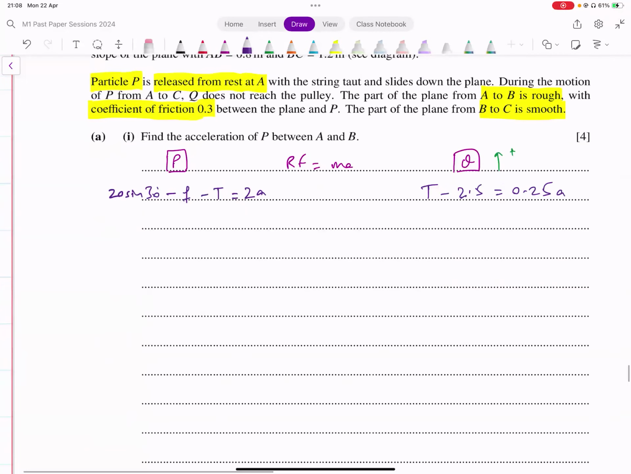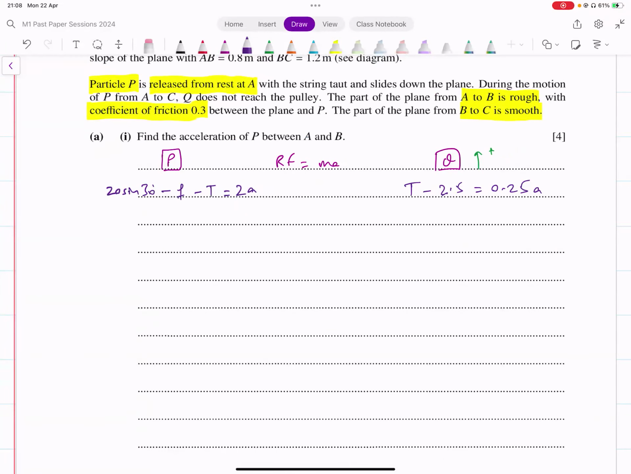Now we solve these two equations simultaneously, and that should give us the value of acceleration. Sine 30 is 1/2, so that's 20/2 minus friction. Since the object is moving, friction is going to be at its maximum value. We can say friction equals mu times R, minus T equals 2 times a.